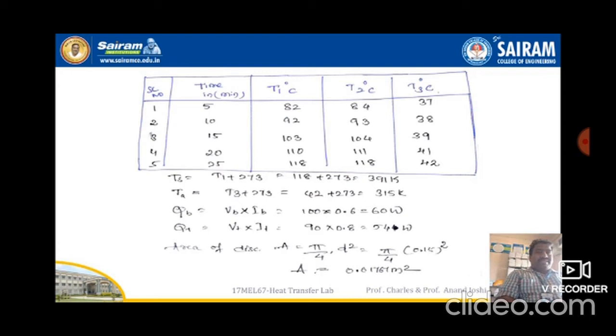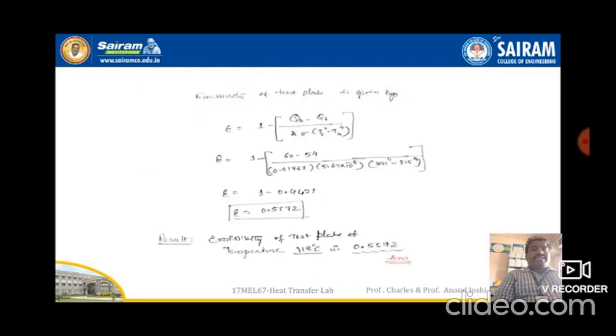The area of the disc is pi by 4 d square, where the disc size is 150 mm, so we consider it in meters, that is pi by 4 into 0.15 meter square. It will give around 0.01767 meter square. Okay. So next we have to calculate the emissivity of the test plate.